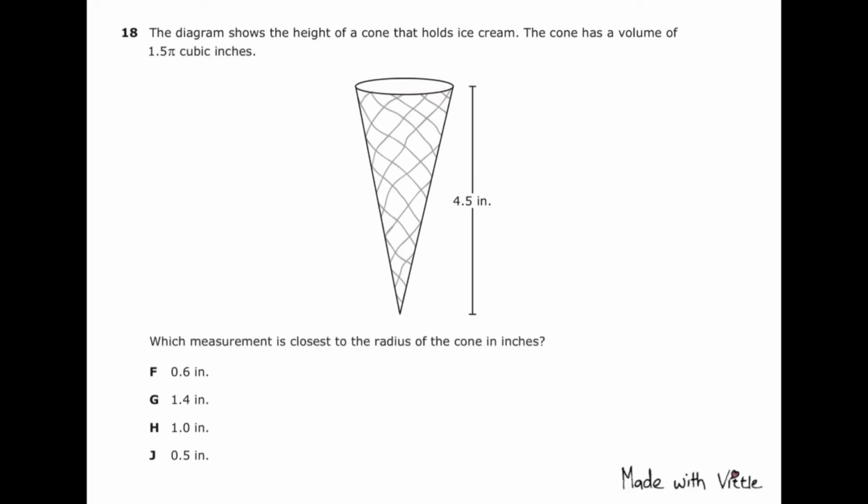The diagram shows the height of a cone that holds ice cream. The cone has a volume of 1.5 pi cubic inches. Which measurement is closest to the radius of the cone in inches?